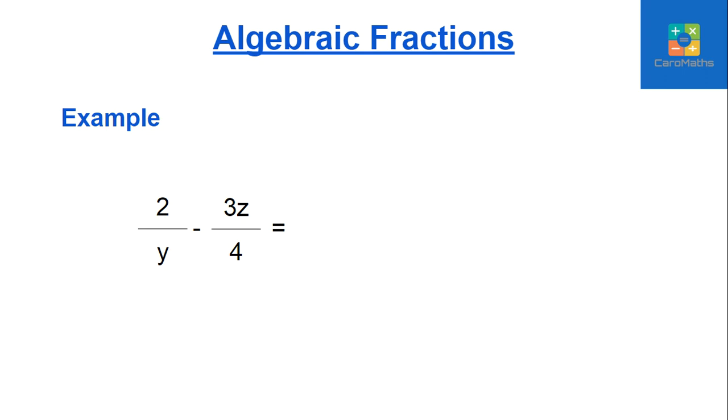So our first mission is to make the denominators the same, which we do by multiplying them with each other. But we need to make sure that we multiply the top part accordingly as well to make sure that the fraction itself doesn't change. So we have 2 times 4 over y times 4. And then the second part, we take the second fraction and we multiply it by the denominator of the first fraction. So we've got 3z times y over 4 times y.